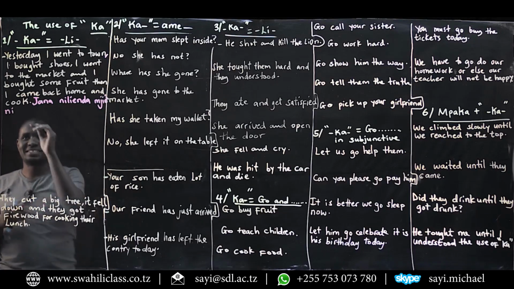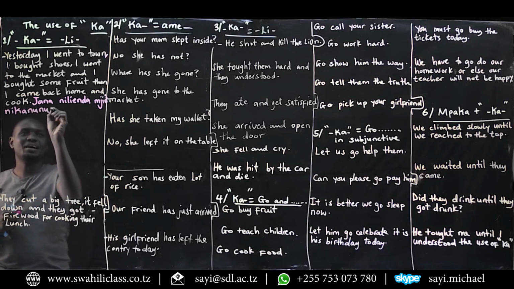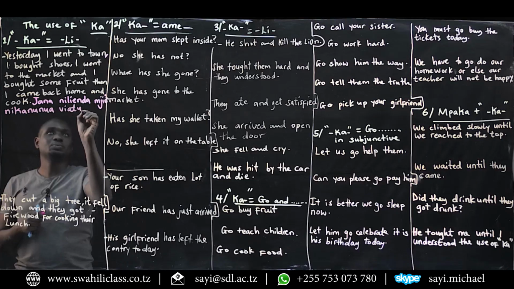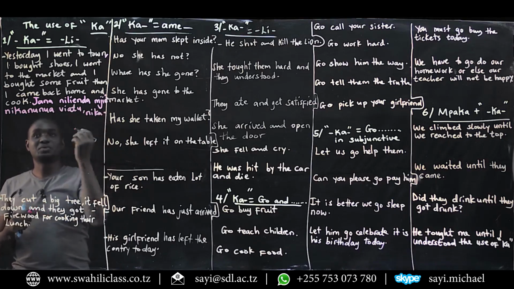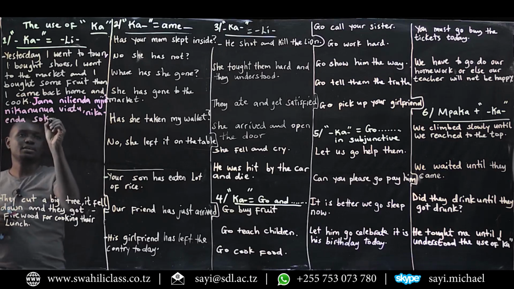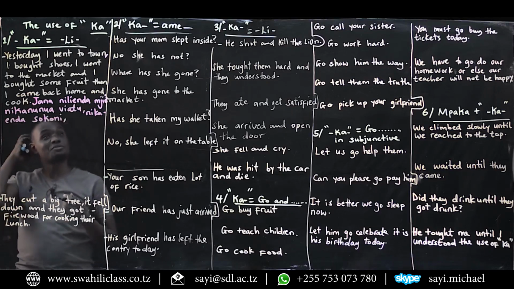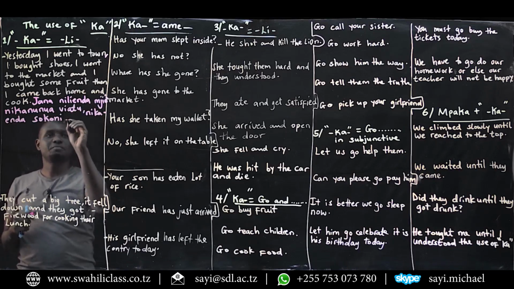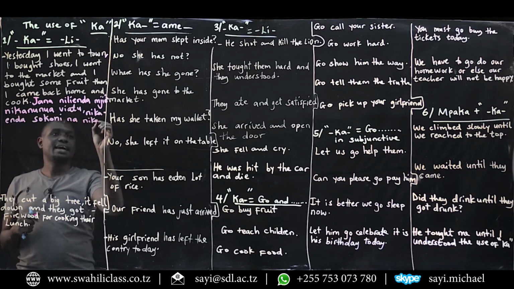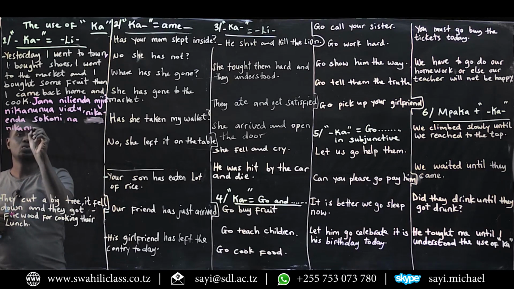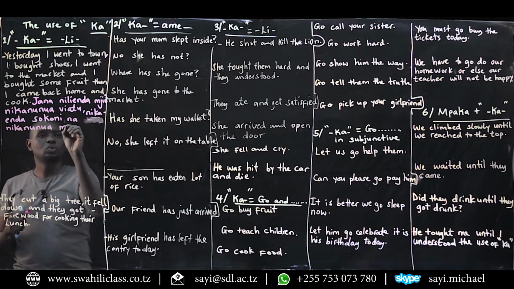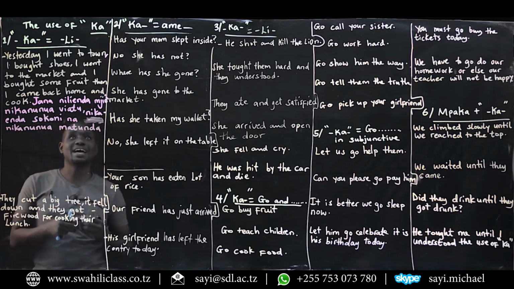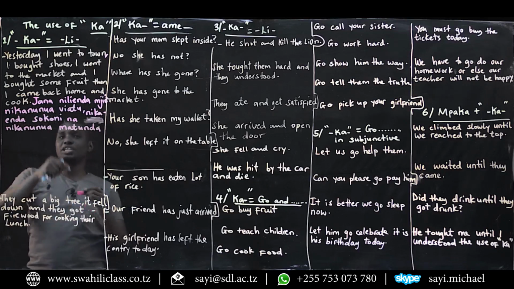I bought shoes. Second sentence, now we start having your tense. Nikanunua viatu. I went to the market, and I bought some fruits. Nikaenda sokoni na nikanunua matunda.